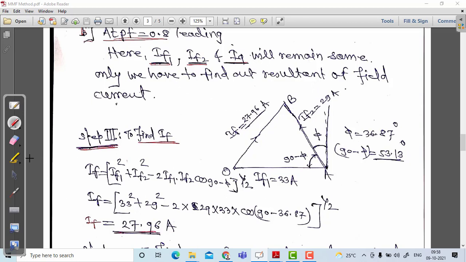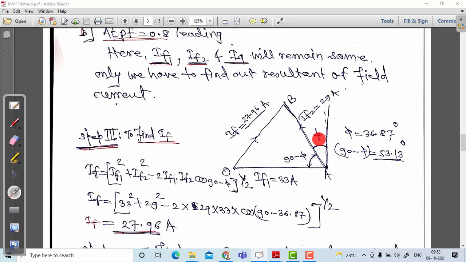Now how to plot the graph of this? Pay attention here. Take the horizontal OA as IF1, 33 ampere, and draw it as a reference. From point A, draw a vertical dotted line as shown. Then draw AB, that is IF2, leading the vertical line by an angle phi.